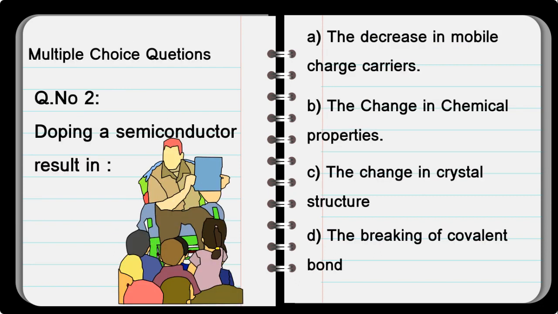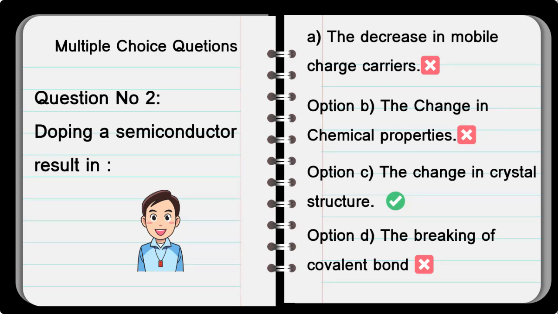Question number 2. Doping a semiconductor results in Option A, the decrease in mobile charge carriers. Option B, the change in chemical properties. Option C, the change in the crystal structure. Option D, the breaking of covalent bond.